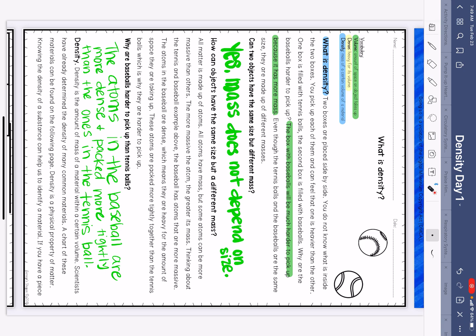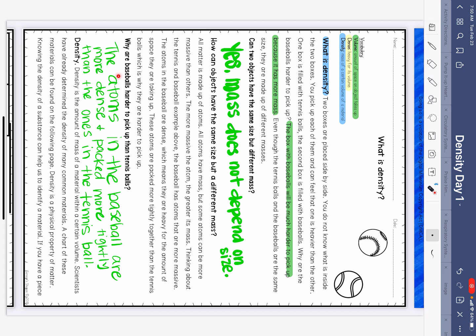All atoms have mass, but some atoms can be more massive than others. The more massive the atom, the greater its mass. Thinking about the tennis ball and baseball example above, the baseball has atoms that are more massive. The atoms in the baseball are dense, which means that they are heavy for the amount of space that they're taking up. These atoms are packed more tightly together than in the tennis ball, which is why they are harder to pick up.